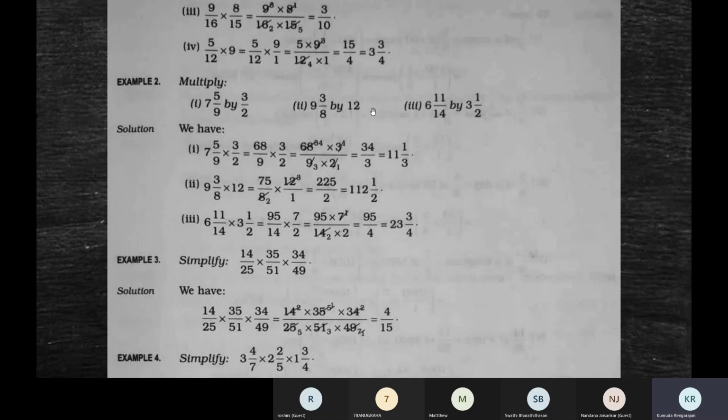Here you must write 12 as what, children? You must write 12 as? Ma'am, 12 by 1. You must write 12 as 12 by 1. So write this 9 3 by 8 as an improper fraction, 75 by 8, and 12 as 12 by 1.